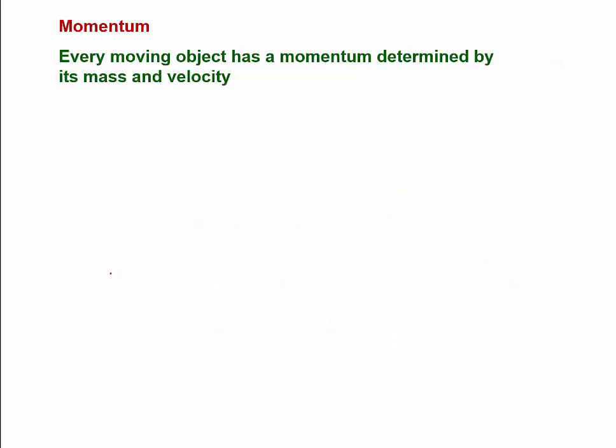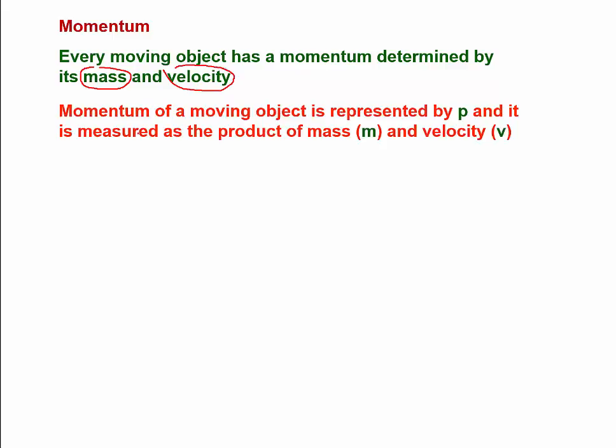All right, let's now talk about the concept of momentum. We say every moving object has a momentum. And what does the momentum of an object look like? It is determined by the mass of the object and its velocity. Now, momentum of a moving object is represented by the lowercase letter p, and it is measured as the product of mass and velocity.